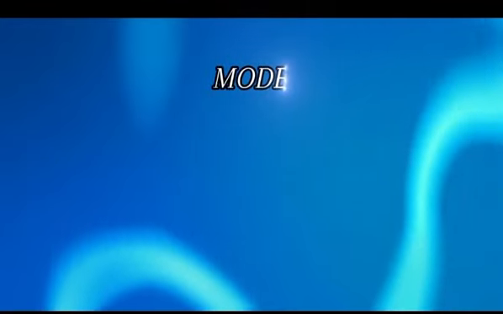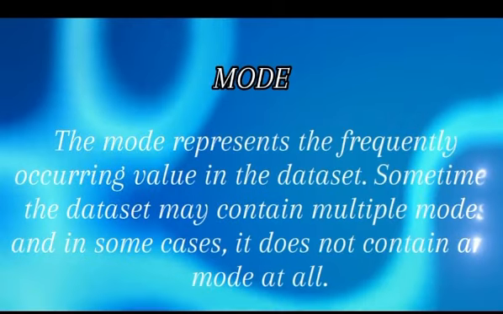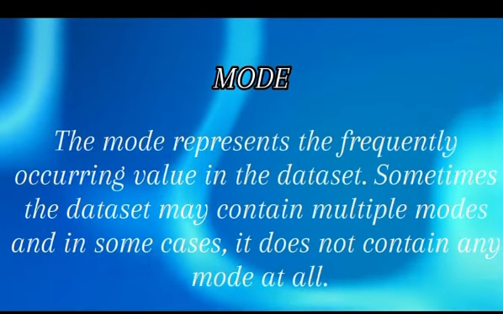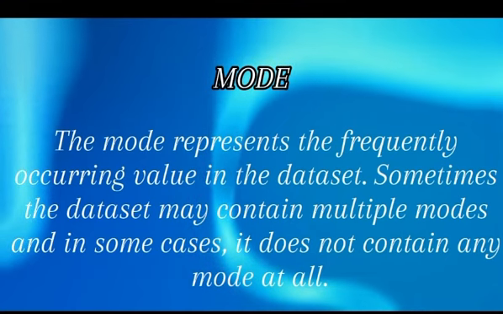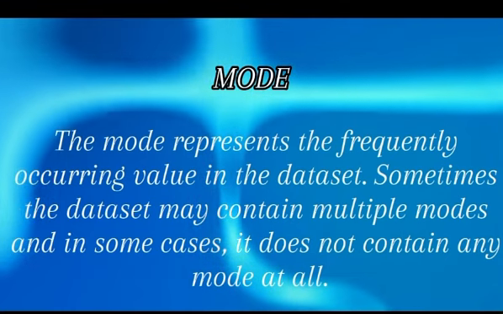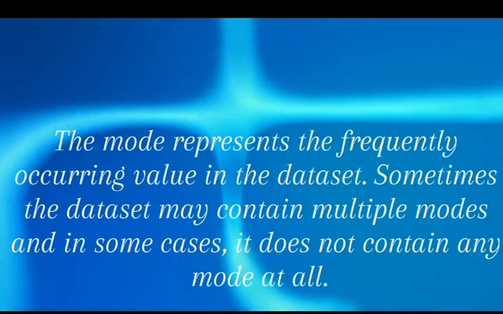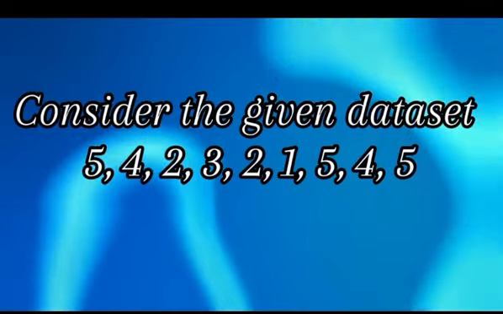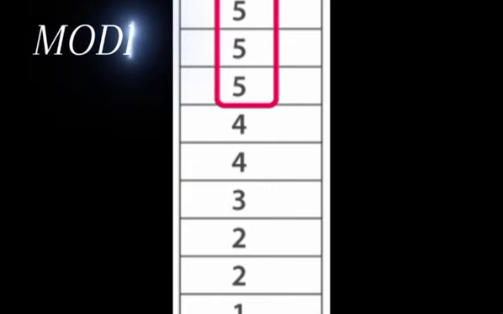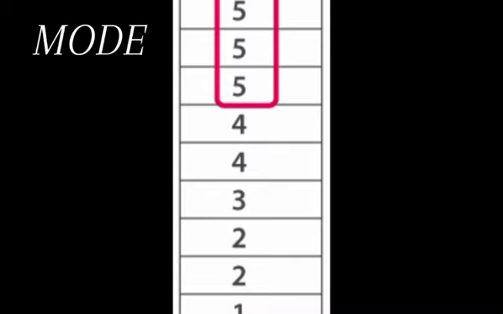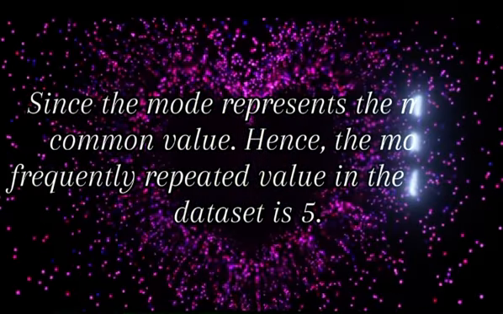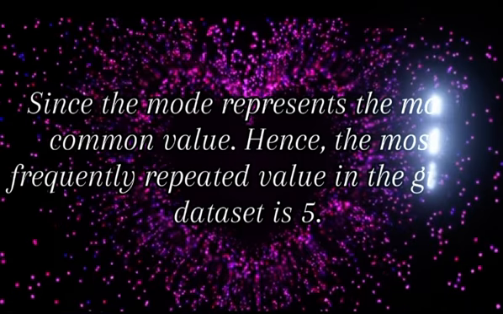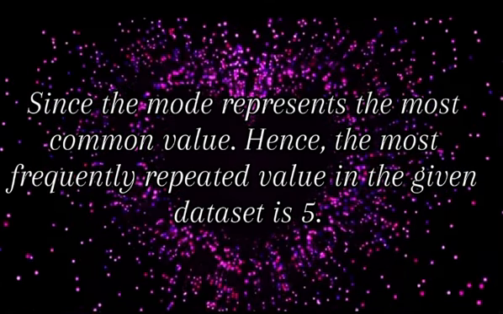The third is mode. The mode represents the most frequently occurring value in the dataset. Sometimes the dataset may contain multiple modes, and in some cases it does not contain any mode at all. Consider the given dataset. This is the table of mode. Since the mode represents the most common value, the most frequently repeated value of the given dataset is 5.